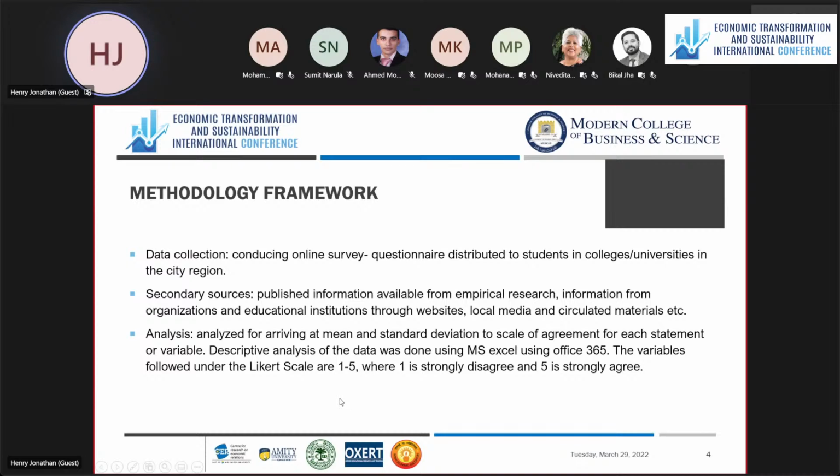So some data collection was done as a methodology. Basically, the survey was done. That is the most important methodology that is followed. A questionnaire was prepared. A survey was conducted by sending the links to the colleges in and around the Muscat region. Then the responses were taken. Secondary sources, published information from literature all around the world, empirical studies and organizations, websites, and the local media and the circulated materials were all reviewed and analyzed, and some of the responses were also marked on a Likert scale from 1 to 5.